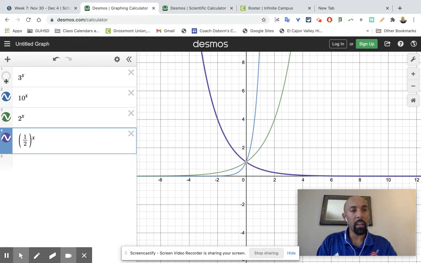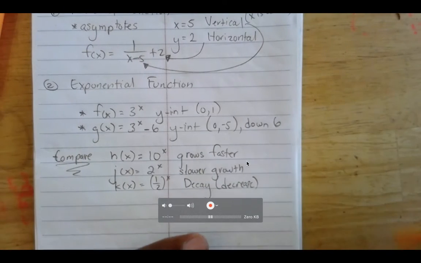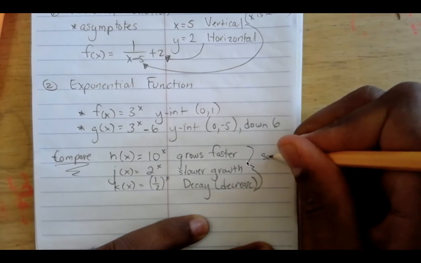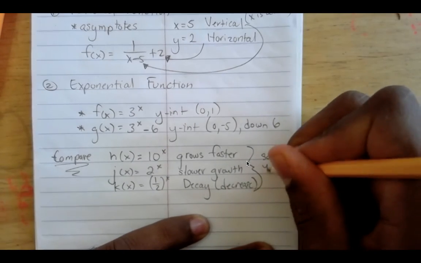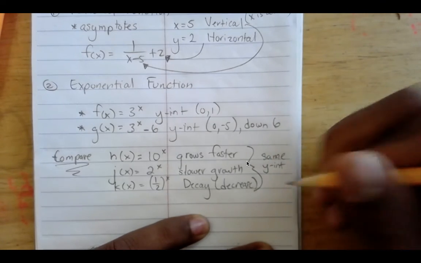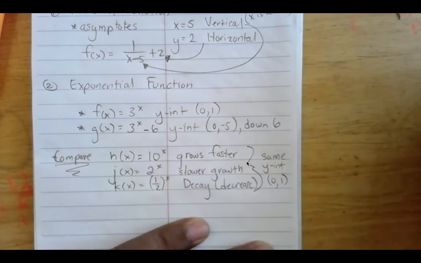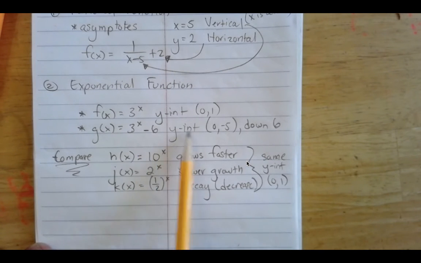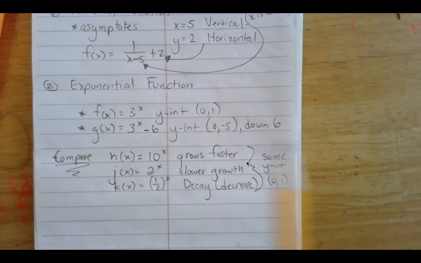So now let's turn them all back on and notice what is the same with all of them. They all have the y-intercept of 0, 1. So that's one thing that is the same. Same y-intercept at 0, 1. The only thing that changed the y-intercept was when you shifted it. Okay, if you shifted it over, then that y-intercept changed. But if you don't shift it and you just change the growth rate, that will stay the same throughout all of them. Okay.